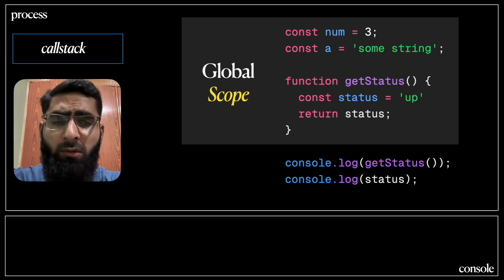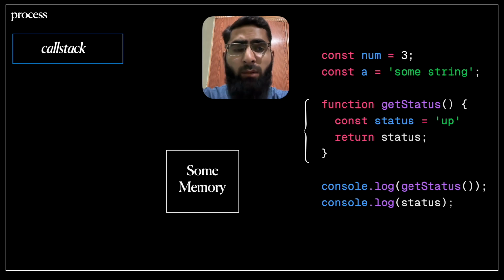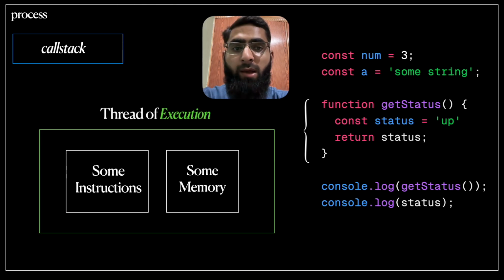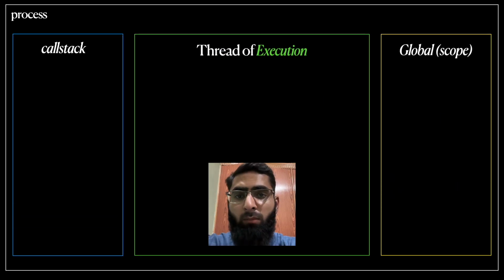They try to keep things to themselves. So whatever that is, for sure, it needs some amount of memory and some set of instructions. And this, my friends, is what we call a thread of execution, or the execution context. Now let's have a look at what our current mental model looks like. So we have a call stack, thread of execution, and global scope.